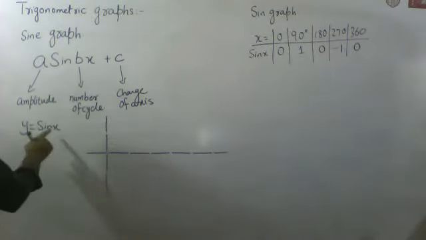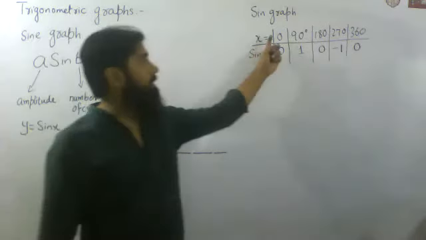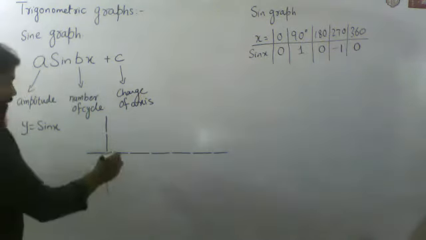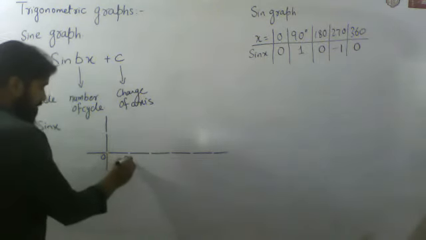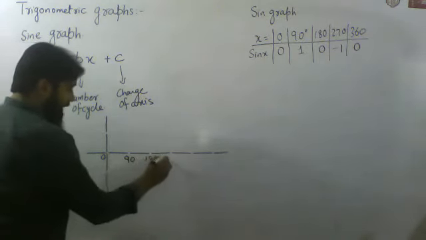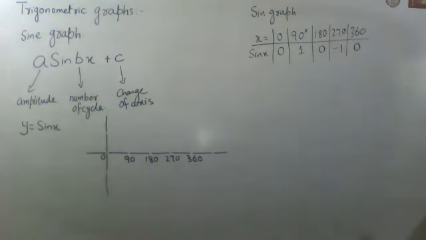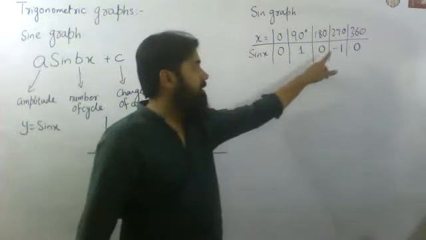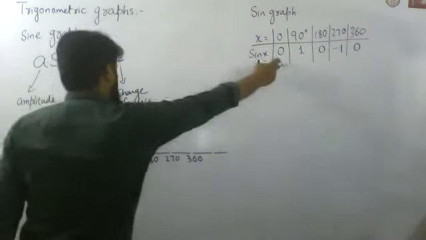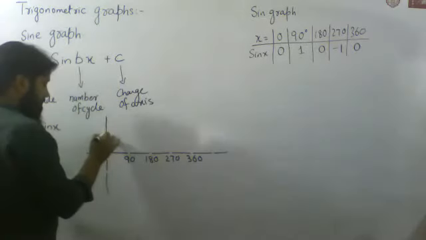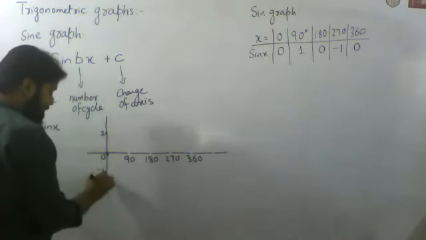So x is representing 0, 90, 180, 270, 360. On the x-axis you are going to plot your angles 0, 90, 180, 270, 360. Okay. And y equals sine x, so the value of sine x is considered as y. So the values of y are 0, 1, 0, minus 1, 0. So 0 is over here, 1 is over here, and minus 1 is over here.